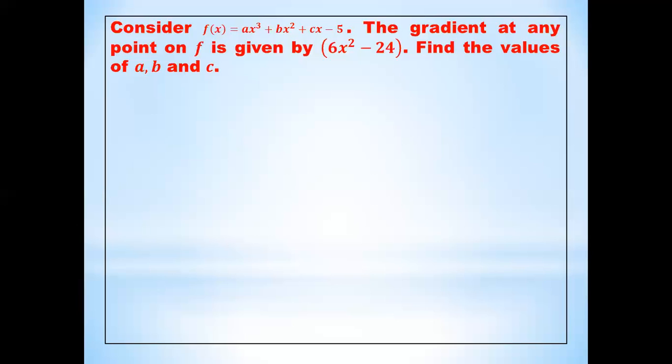Now, the gradient at any point of f is given. So the gradient now is given to be 6x squared minus 24. This is the gradient of the graph, okay? When we have the gradient of a curve at a point, that is what we call the first derivative. All right, so remember that, very interesting. So we know that the first derivative is equal to 6x squared minus 24 because it is a gradient.